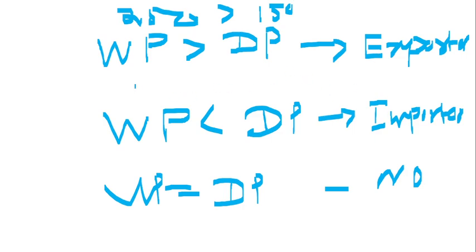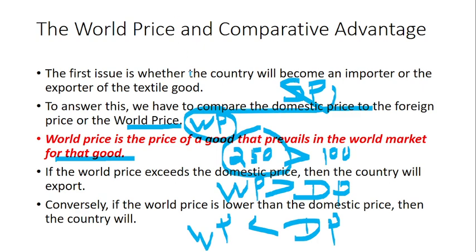On the other hand, if the world price is say 100 and our domestic price is say 300, what will happen? We will buy the commodity from outside. When you buy the commodity from outside, it is called import. So this is the basic difference. To answer this question, whether the country will become an importer or exporter, we have to compare the domestic price to the foreign price.